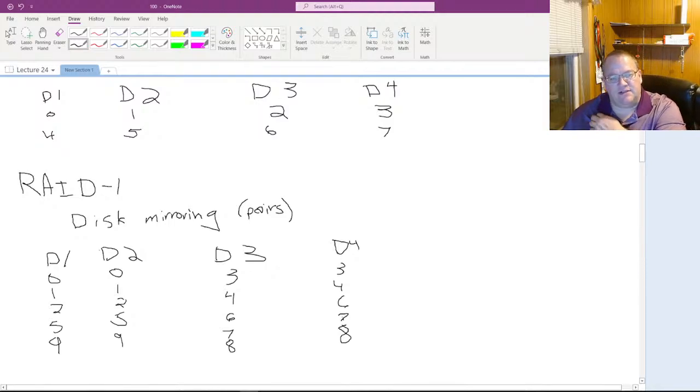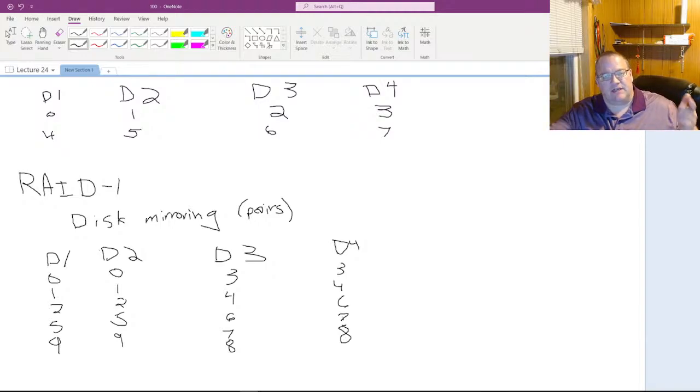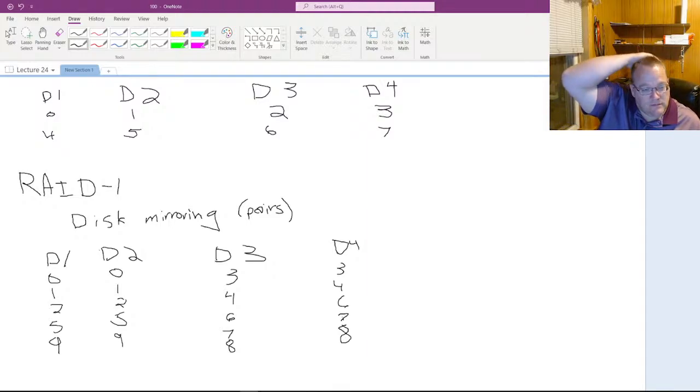Now, the advantage to this is if any single drive fails, we can pull that drive out, put a new drive in, and we just simply copy everything from its pair over to the new one. Pretty simple. This is great. But it's expensive. Because if each of these drives is, say, a terabyte, it takes 2 drives to save 1 terabyte. So we have to double the amount of drives in order to have that redundancy.